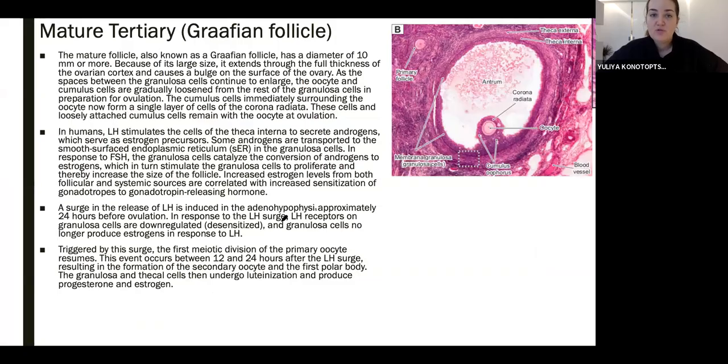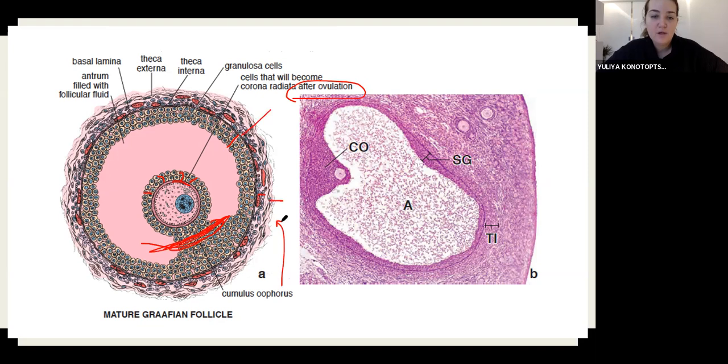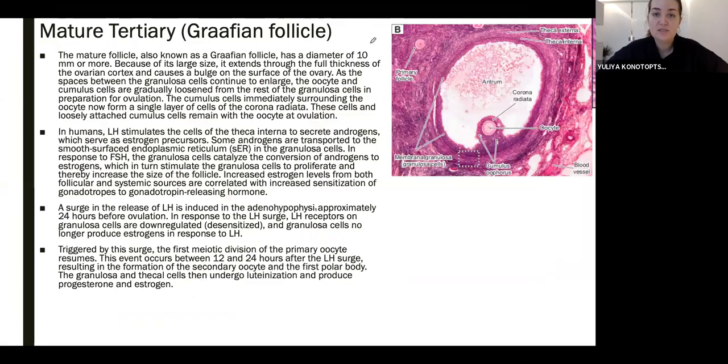And lastly, we reach the Graafian follicle. The Graafian follicle is your tertiary mature follicle, and it is approximately 25 millimeters. So how many is it? It's about 2.5 centimeters. It's a huge follicle, visible with the naked eye. The Graafian follicle is the follicle right before ovulation. So you call it Graafian approximately 24 or 48 hours before ovulation.